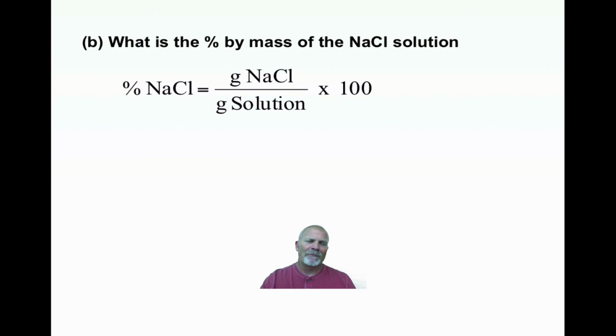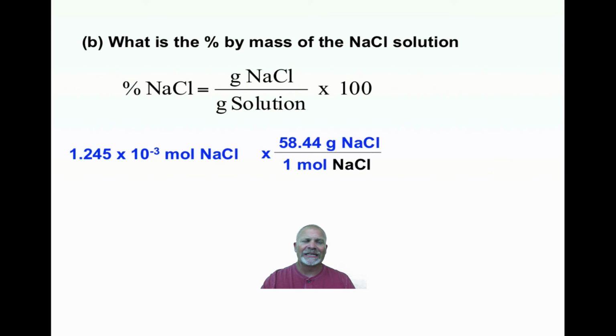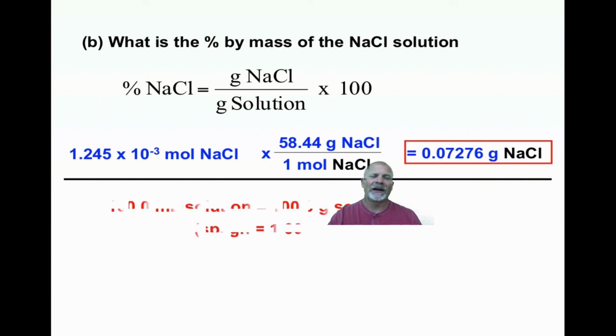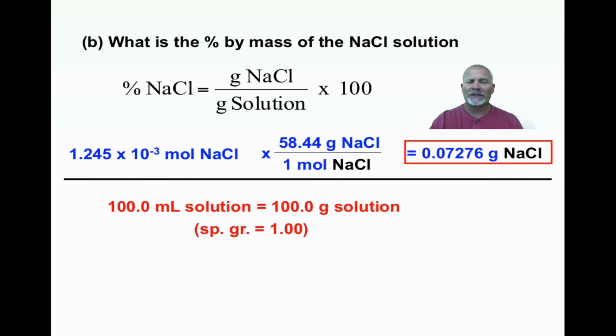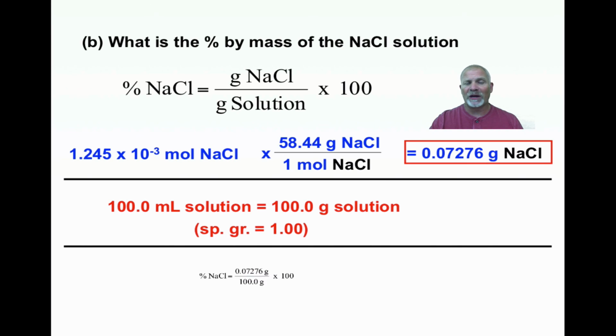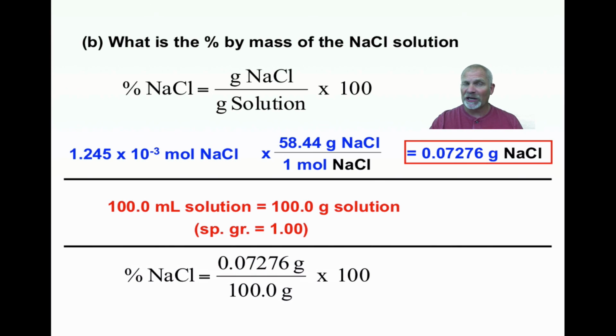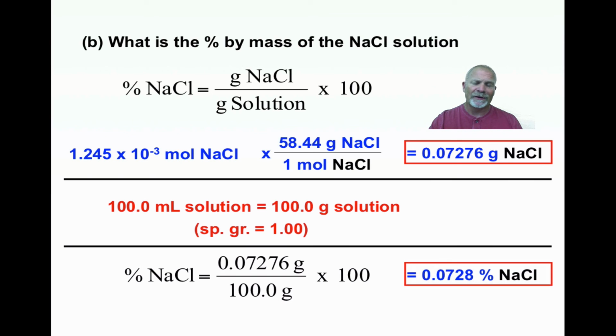So I have my grams of sodium chloride per grams of my solution. So I need to get grams of sodium chloride. Well, I know it's moles times its molar mass that gives me its mass, and then divided by the mass of solution. Well, I know I have 100 milliliters of solution, which is therefore equal to 100 grams of sodium chloride solution. We're talking only about the sodium chloride. And therefore, the percent sodium chloride is 0.0728%.